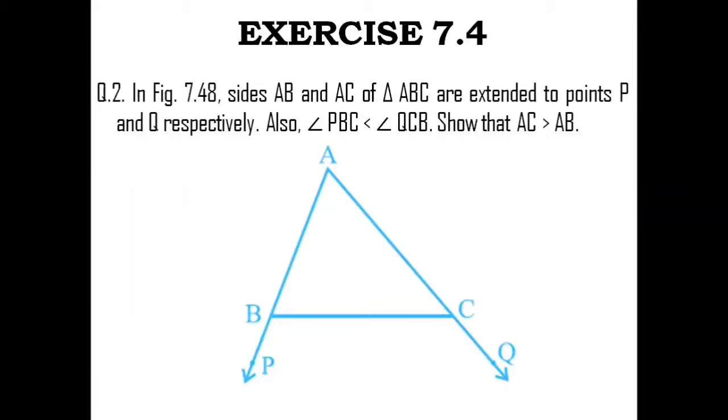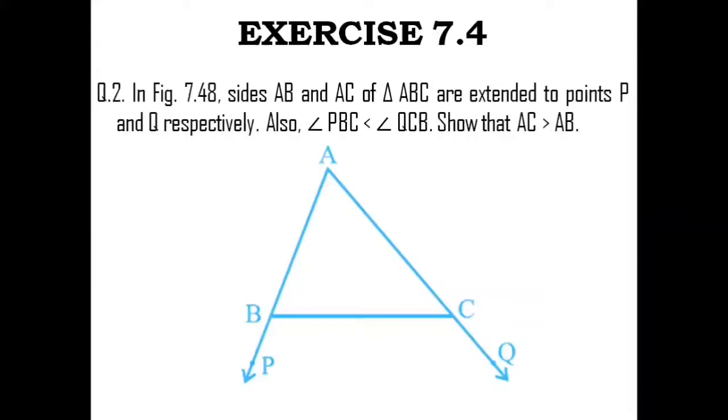Question number 2 says, in figure 7.48 of your textbook, sides AB and AC of triangle ABC are extended to points P and Q respectively. Also, angle PBC is less than angle QCB. And we have been asked to prove that AC is greater than AB.